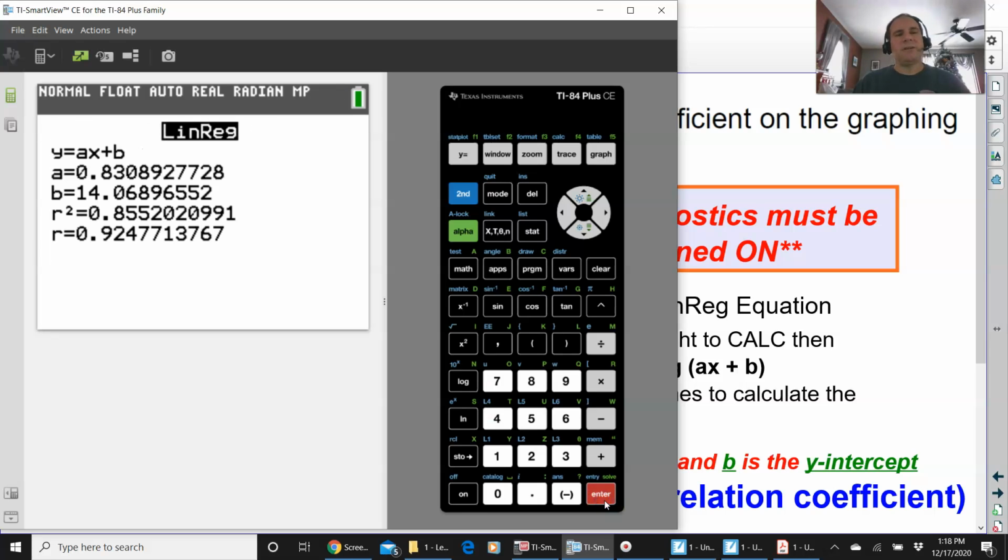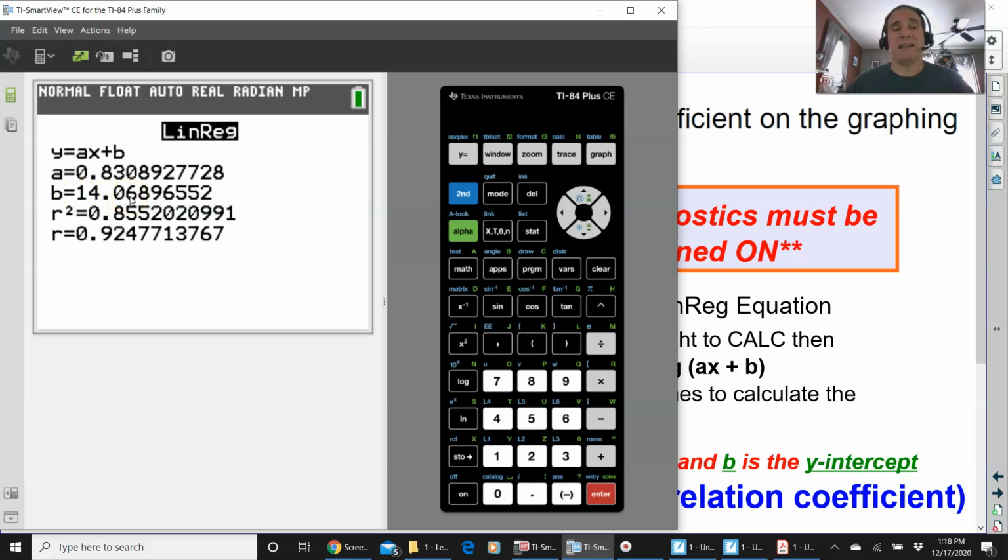Right? And you'll get this. This is y equals ax plus b, mx plus b. The a is the slope. So the slope of the particular x and y that I put in is 0.83. They usually have you round it to the nearest hundredth, but they could have you round it to the nearest tenth. The b, which is right here, is 14.068, which would be 14.07 rounded to the nearest hundredth.